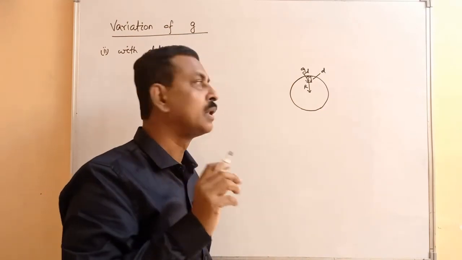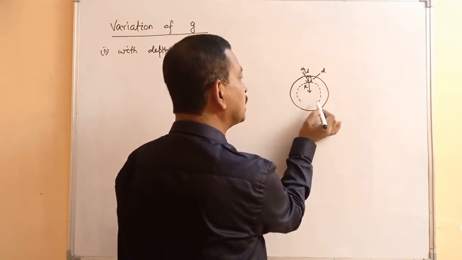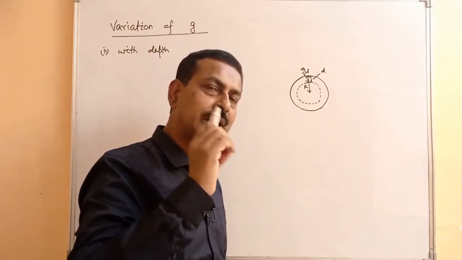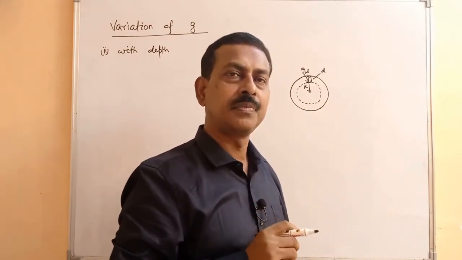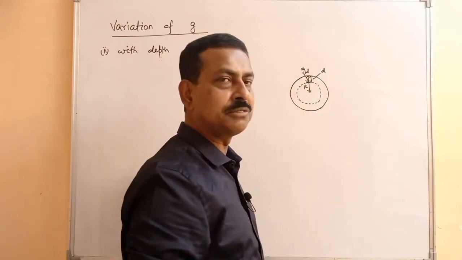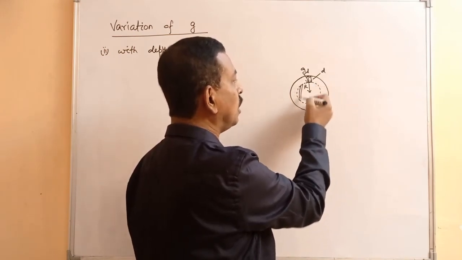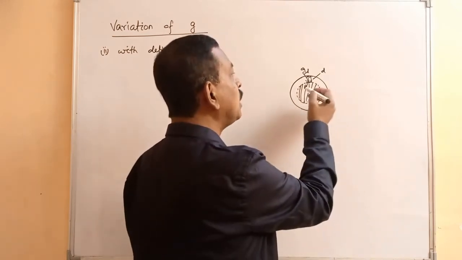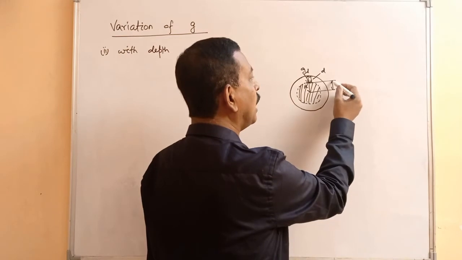So what we do, we take an imaginary sphere inside earth so that the particular point where we want to find acceleration due to gravity at a certain depth lies on its surface. So suppose this is the depth d at which you want to find acceleration due to gravity. Taking that particular point on the surface of a sphere, we imagine an imaginary sphere there. Obviously, what will be the radius of this one? This radius will be equal to r minus d.